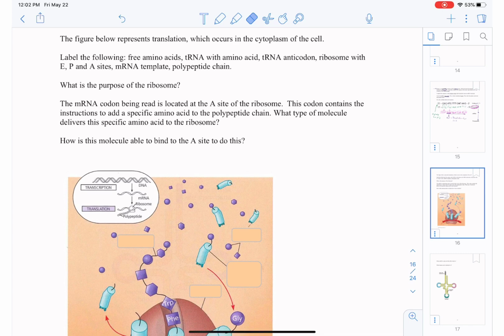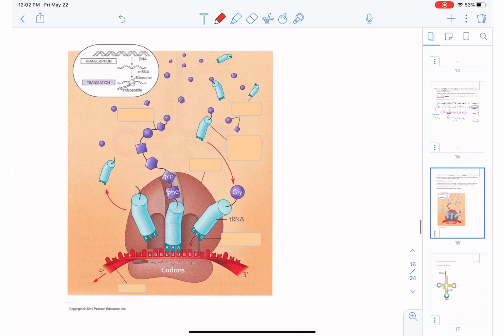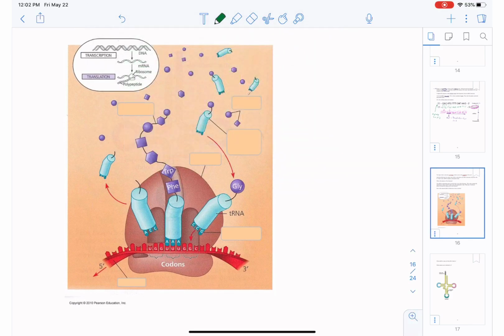Now let's look at some of the specifics of translation. And again, what we're doing with translation is we're taking an mRNA molecule and we're using those instructions on the mRNA molecule to build an actual protein. And that occurs within the cytoplasm of the cell. And in this figure here, we have all of the necessary components that we need for translation to occur. So let's just go ahead and label some of these. First off, what is that molecule? That's our mRNA molecule that actually contains the instructions to build the protein.